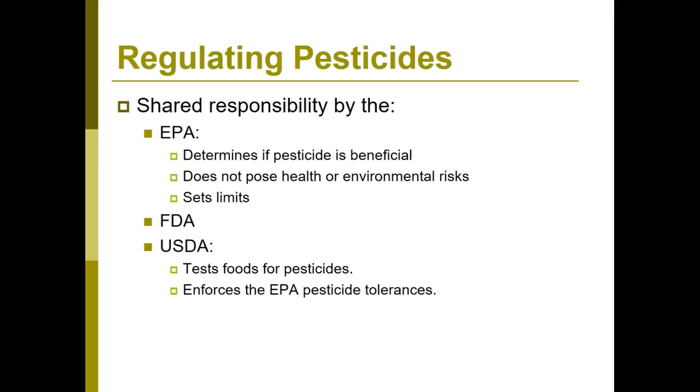So again, pesticide use is regulated. Responsibility is shared by the EPA, FDA, and USDA. The Environmental Protection Agency will determine if the pesticide is beneficial and does not pose health or environmental risks, and it sets the limits. USDA is also really important because it tests foods for pesticides and enforces the EPA pesticide tolerances.